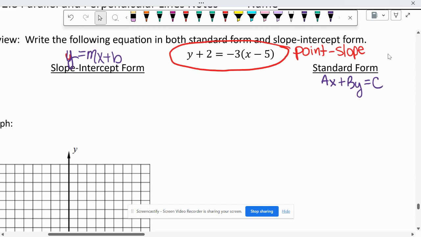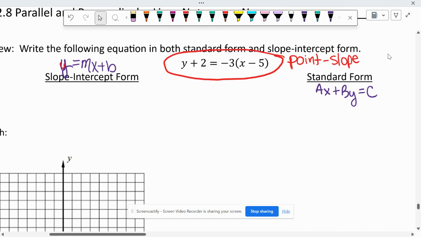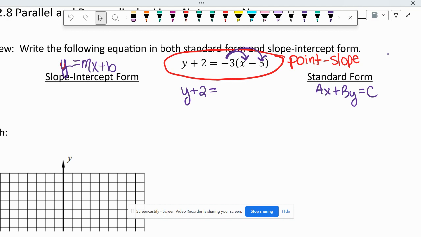So how are we going to do that? How are we going to take this equation and make it look like y equals mx plus b? We did this yesterday. Yeah, the first thing that we're going to do is distribute. We're going to take that -3 and multiply it through the parenthesis. So let's see. -3 times x is -3x. -3 times -5 is a positive 15. And then what? We're going to subtract 2 from both sides.